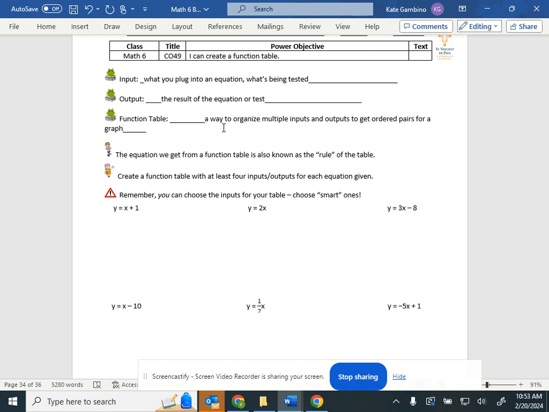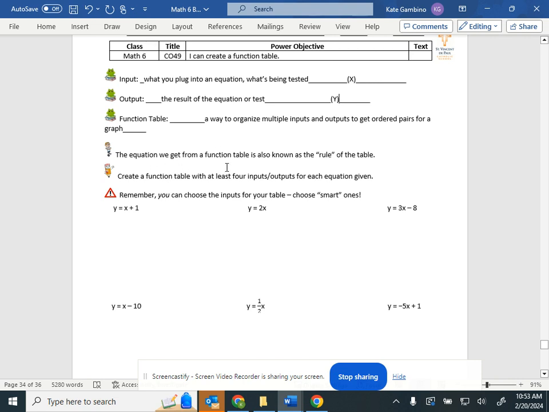So we know inputs are our X's and outputs are our Y's. So the input would be your X and the output is your Y. So what you're putting in goes on the X side of our function table. What you get as an answer because of that is your output, your Y.